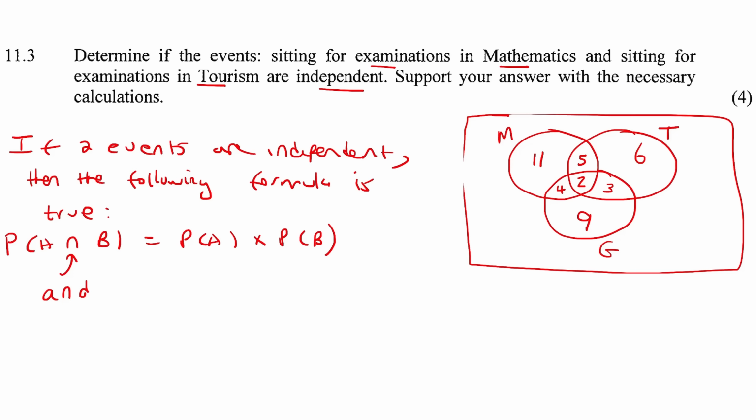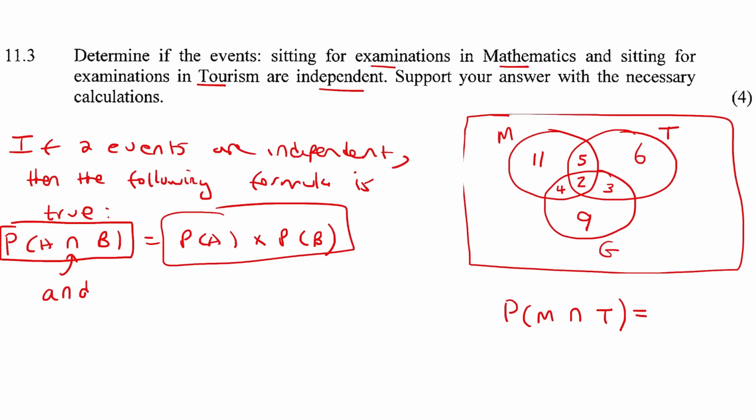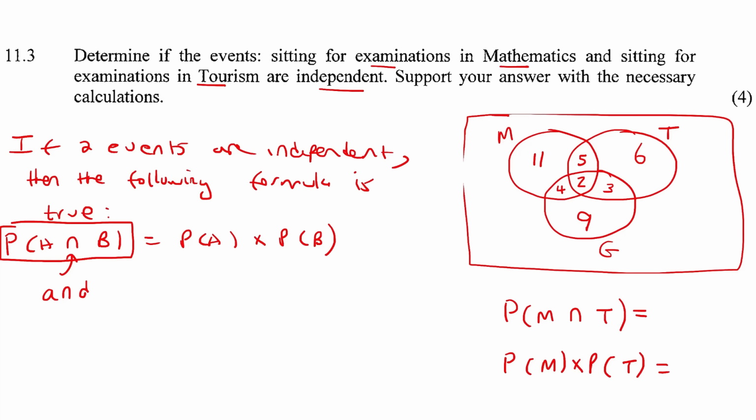So how can we go test to see if the formula is true? What you're going to do is calculate this part. Instead of saying A and B, I'm going to say M and T, because we're using mathematics and tourism. We're going to work out that part. And then the next thing we're going to calculate is this part, so that would be the P of maths multiplied by the P of tourism. So we're going to calculate those 2 parts individually or separately. And then if they are equal, then we can say that they are independent. And if they're not equal, well, then we'll say no, they're not independent.